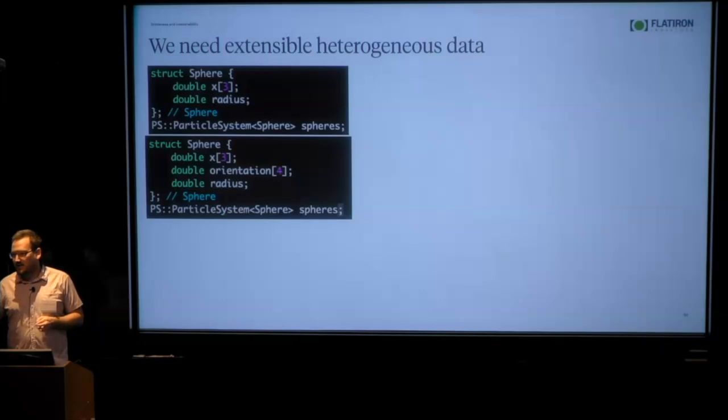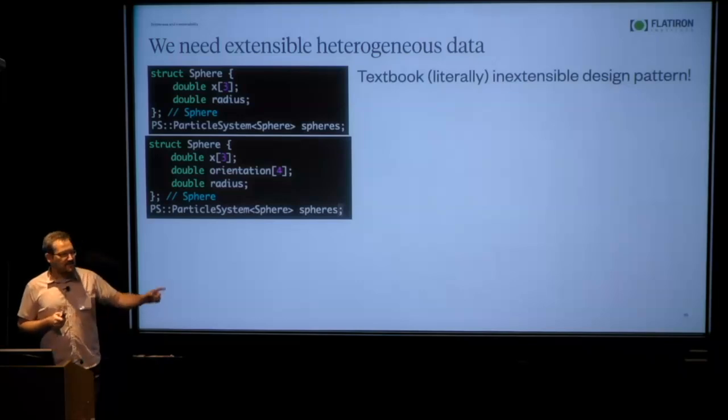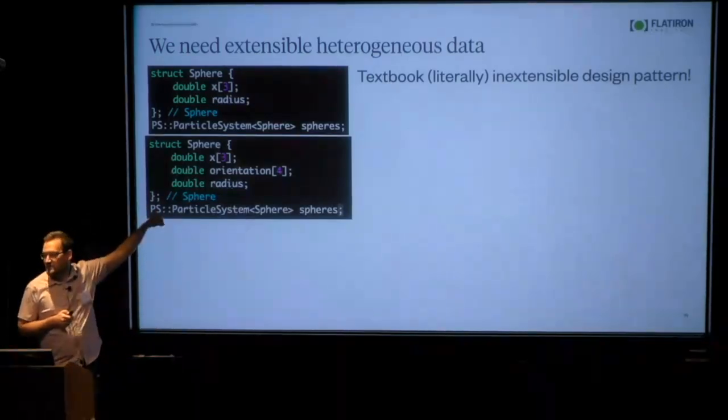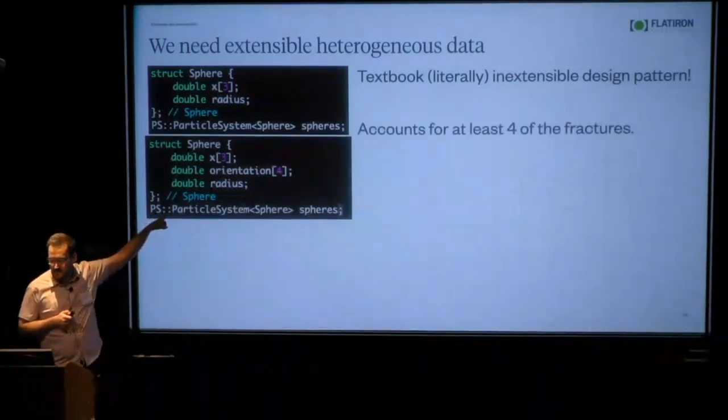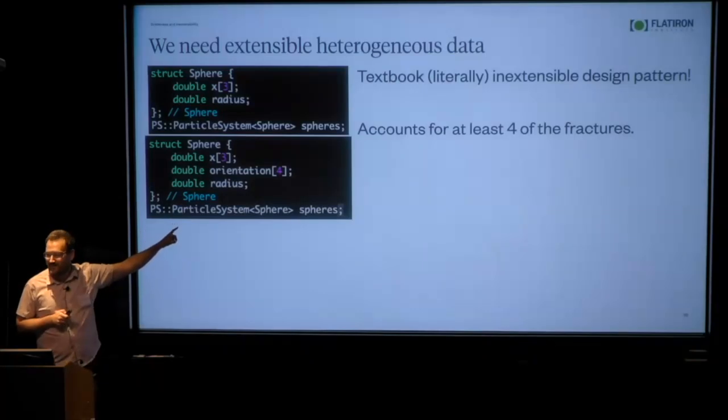If you have rods and ellipsoids and triangles, and maybe you have springs that sometimes exist or sometimes don't, this piles up very, very quickly. You wind up in a combinatorial nightmare. Literally, you can go look in your textbook for CS. This is an inextensible design pattern, because to extend it, we have to actually make modifications to the base code. And this accounts for at least 4 of the fractures, but again, not sure how many it accounts for, because I don't know how many there are in total, really.